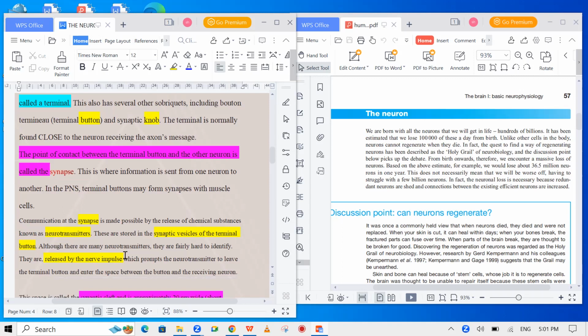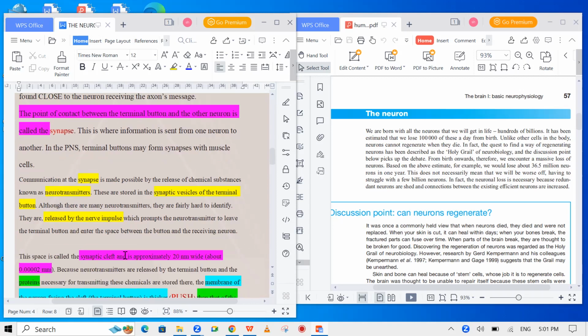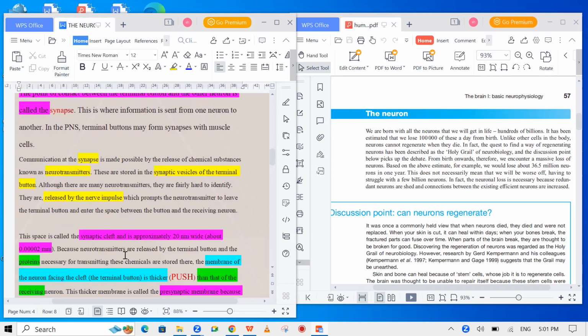They are released by the nerve impulse, which prompts neurotransmitter to leave the terminal button and enter the space between the button and the receiving neuron. So there is a gap between giving the information and receiving the information. This space is called the synaptic cleft and is approximately 20 millimeter wide.